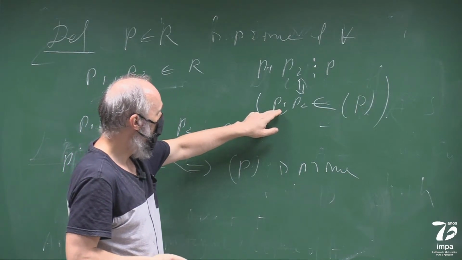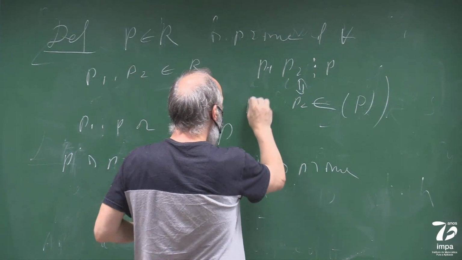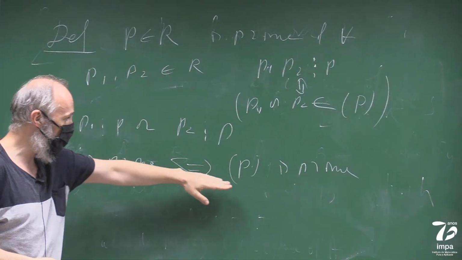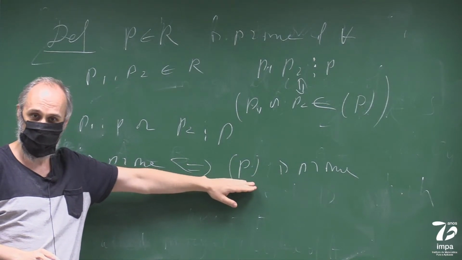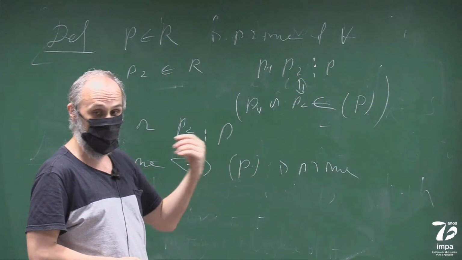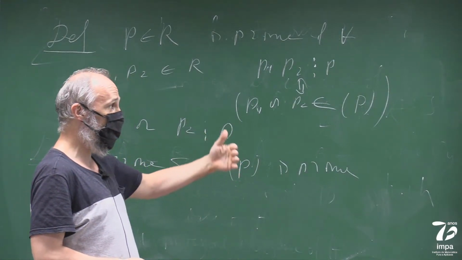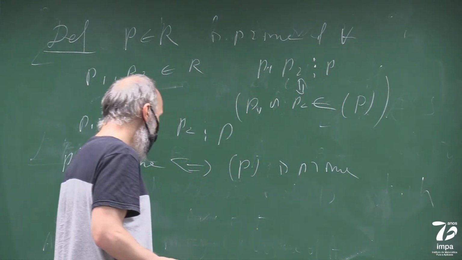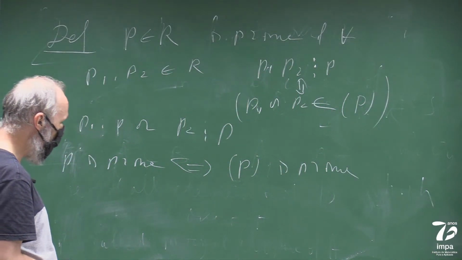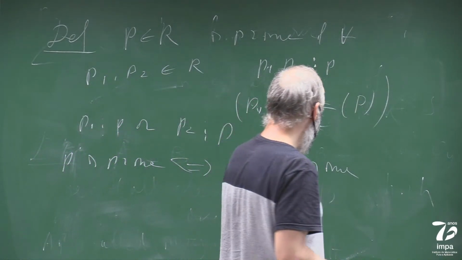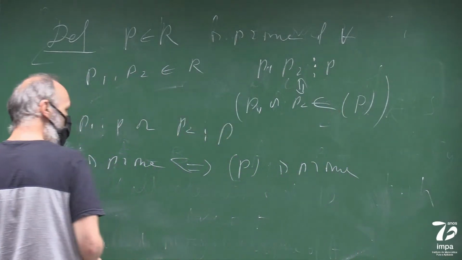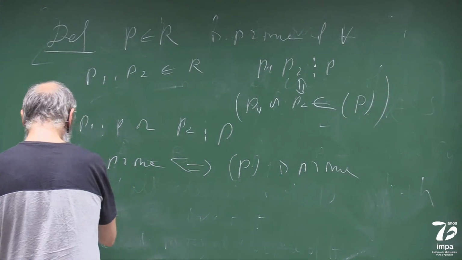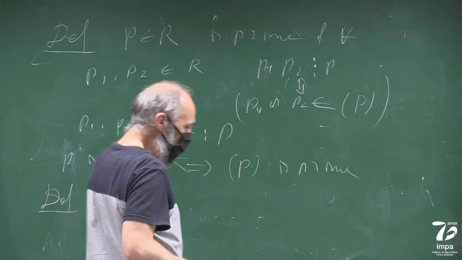So P1 or P2 belongs to the ideal generated by P. This is the same as the ideal generated by P being prime. Of course, this implies non-decomposability. This implies that P cannot be decomposed into a product of things which are not invertible. But this is a good notion.